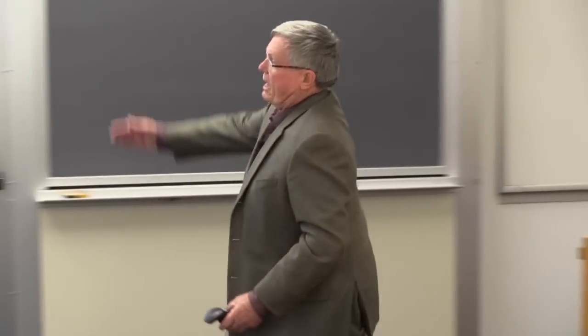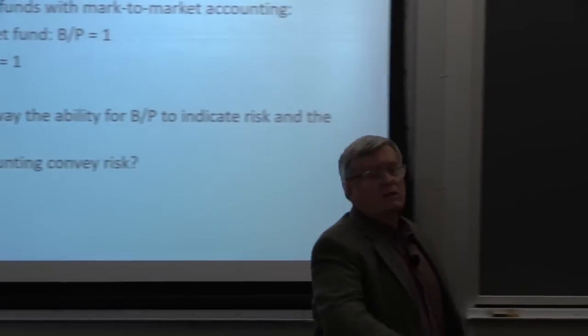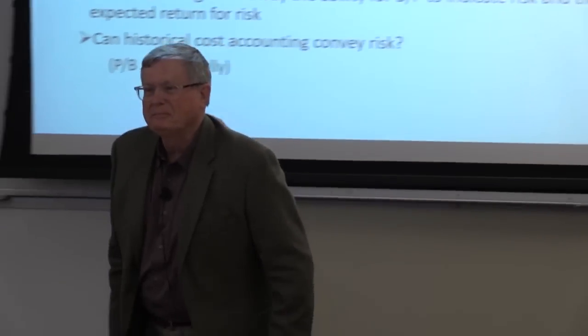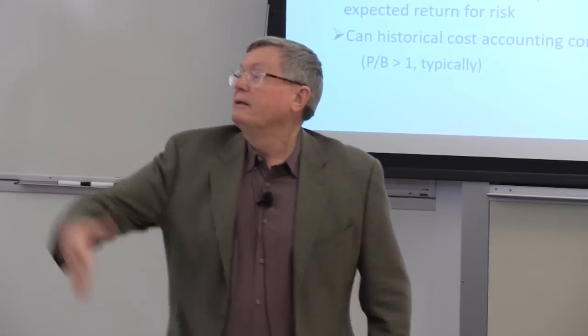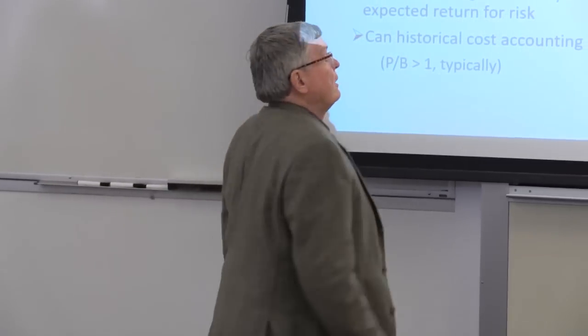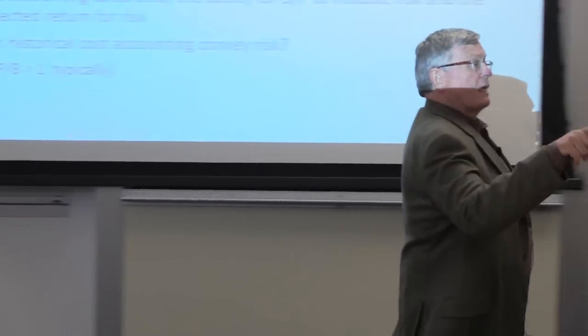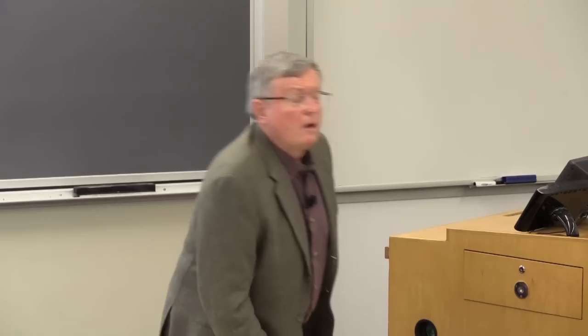You buy a risky equity hedge fund. What's the book to price? Well, actually, it's also 1, because it's mark-to-market accounting. You just add up the market value of the stocks in the fund. That's the NAV, okay? It's also 1. So book to price cannot indicate the risk here, okay?